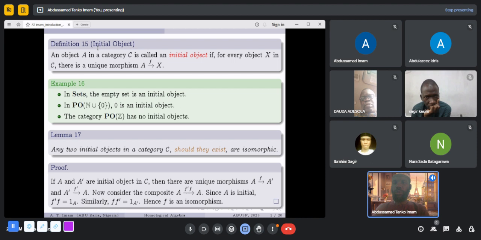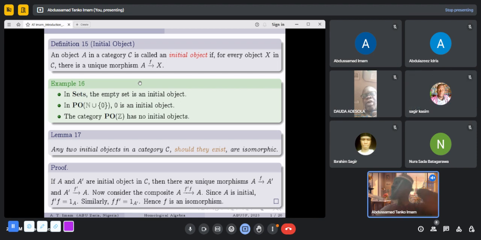So we define the concept of initial object. We say an object A in a category C is called an initial object if for every object X in C, there is a unique morphism from A to X. So there are always arrows emanating from A. You always have a unique arrow from A to every other object. Then A is an initial object.